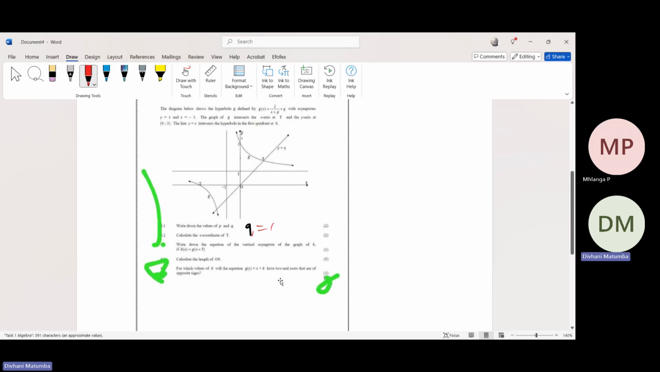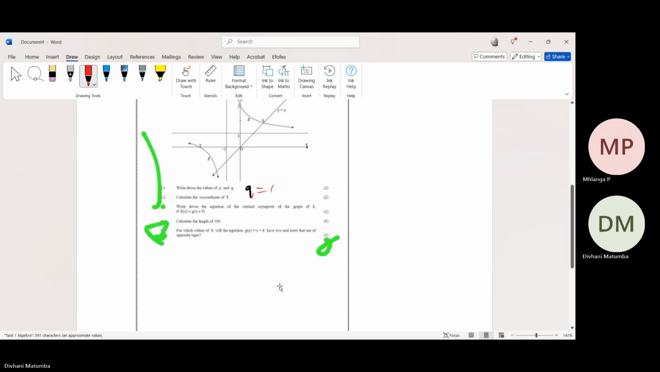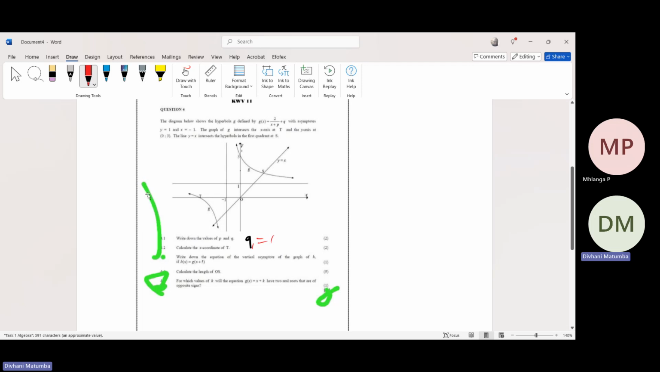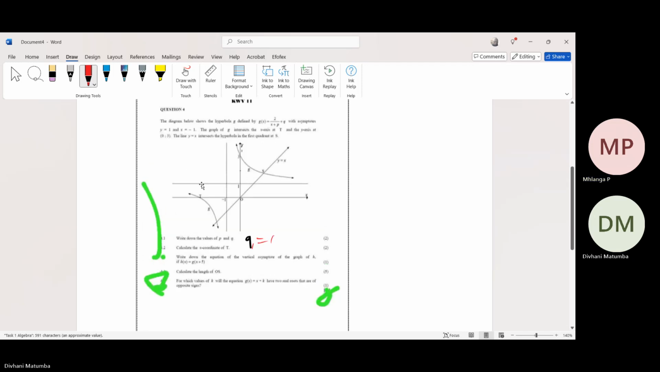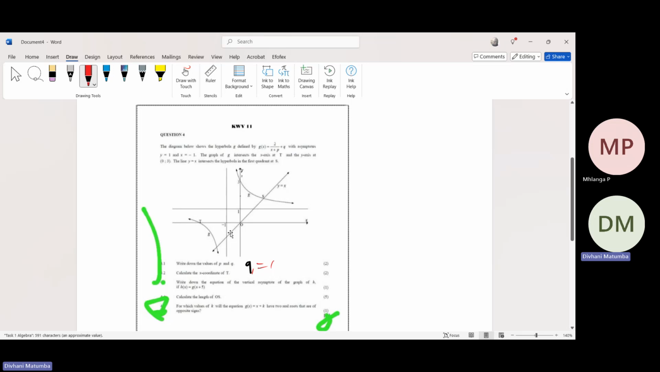Now, in order for us to solve for the value of p, we need a point on the graph. Do we have any point on the graph? Oh yeah, we also have it. P equals positive 1. Yes, p equals 1.